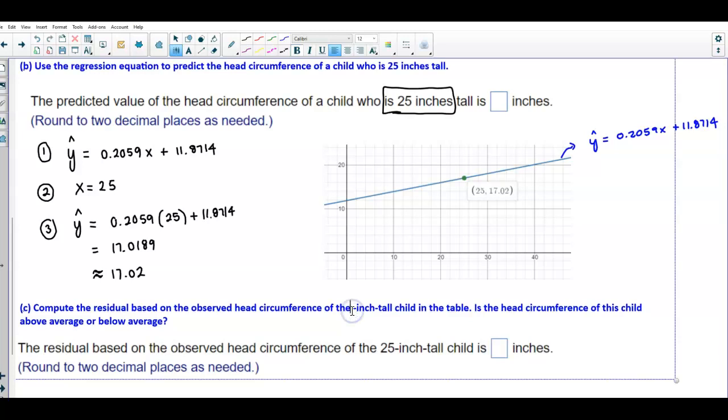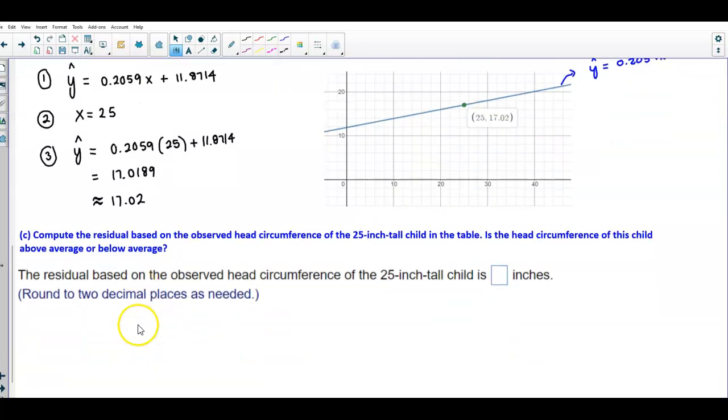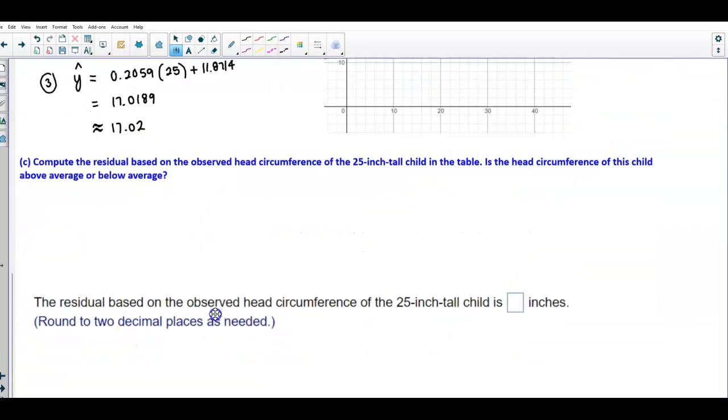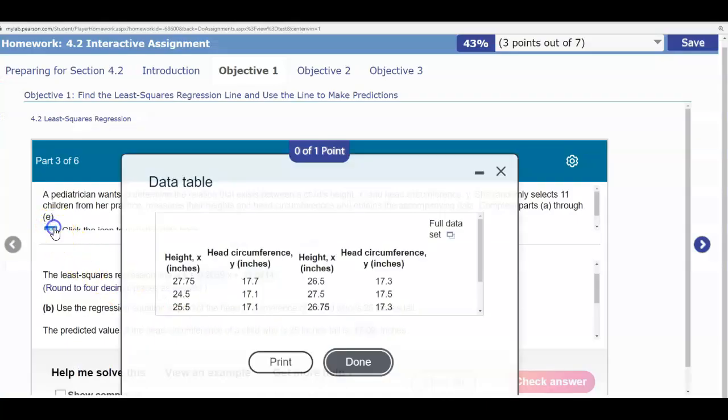Now they want us to compute the residual based on the observed head circumference of the 25-inch tall child in the table. Is the head circumference of this child above average or below average? So what do we need to do? Well, we need to go back and take a look at the table.